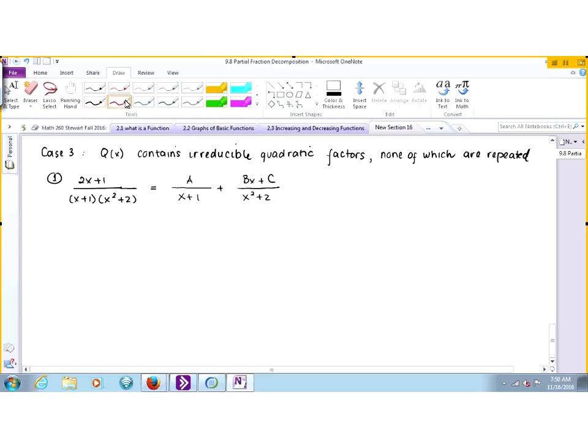How? We always clear the denominator by multiplying with the LCD. So x plus 1 times x squared plus 2, and then bx plus c times x plus 1 times x squared plus 2. So always clear the denominator. What are we left with? On the left, 2x plus 1, and on the right, a times x squared plus 2. Now, what about the second term on the right? So this is bx plus c times x plus 1. Okay, good.